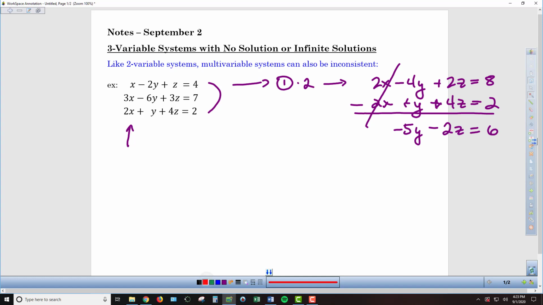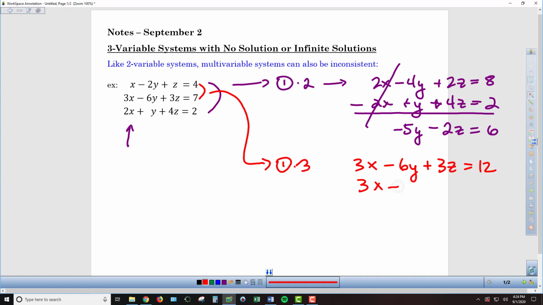Now, I'm going to take the top two equations and combine those. Now again, in order to get the same coefficient in front of both the x's, I'm going to have to multiply that top equation, but this time by 3. So times 3. So I get 3x minus 6y plus 3z equals 12. So again, I just multiplied every part of that equation by 3. And then I'm just going to copy that middle equation down. So I'm going to have 3x minus 6y plus 3z equals 7.